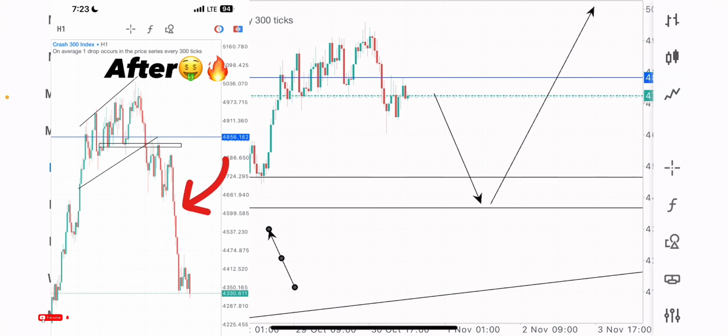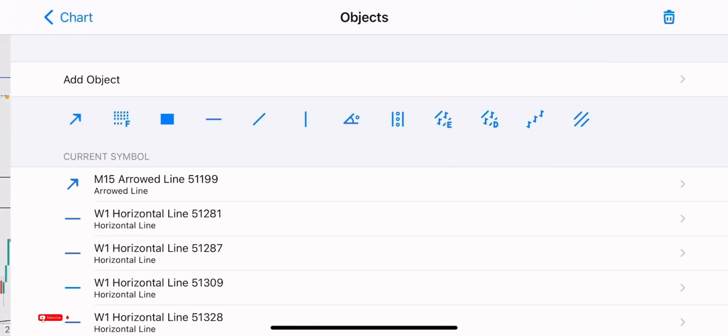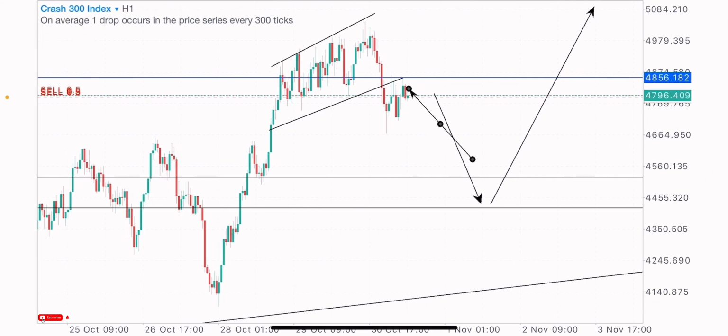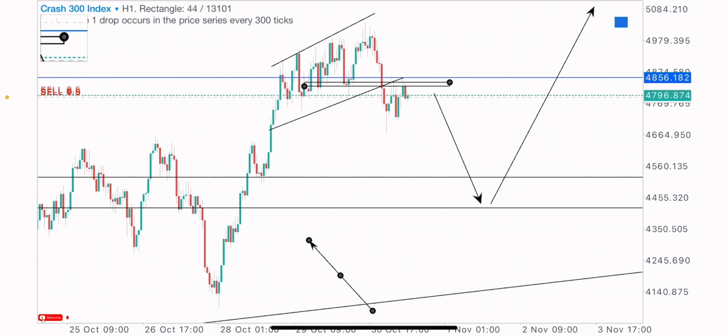So my entry is based on an ascending channel that got broken and retested. We got this ascending channel formation here. It got broken and retested. On the retest of this level, we are getting the sell to the downside, right? On the retest of this ascending channel, we're getting price sell to the downside to come test this level. So that's my analysis on this index. So let's expect more sales on this index.